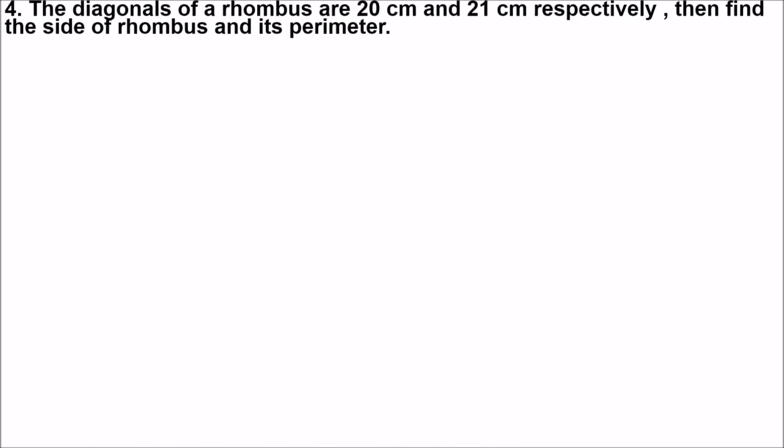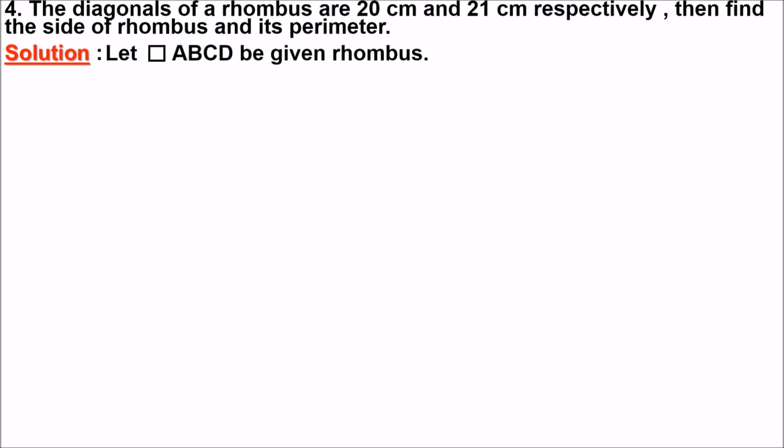Now here we have the next question. Diagonals of a rhombus are 20 centimeter and 21 centimeter respectively. Then find the side of the rhombus and its perimeter. So let's see the solution of this question. Consider ABCD is a given rhombus. Now we will make a figure. You can see that here quadrilateral ABCD is a rhombus. What is given? Length of both the diagonals of the rhombus are given.